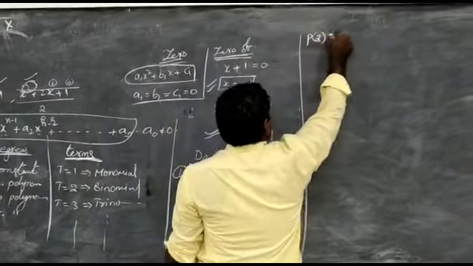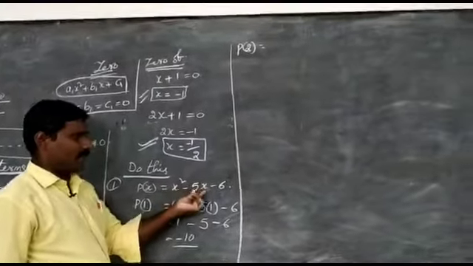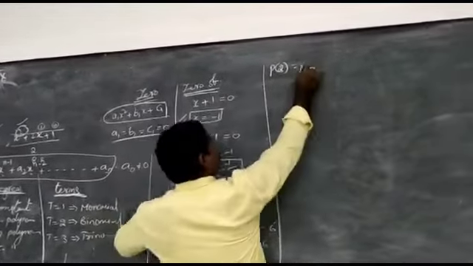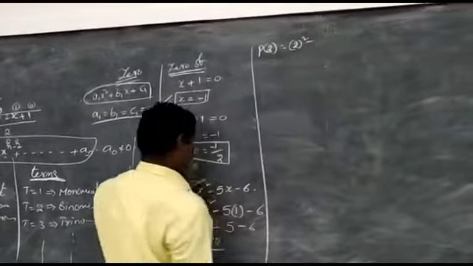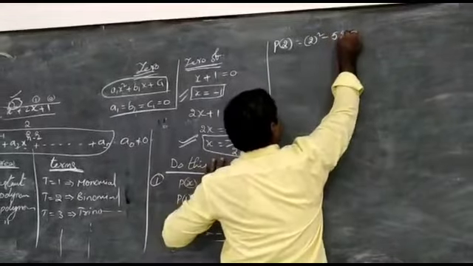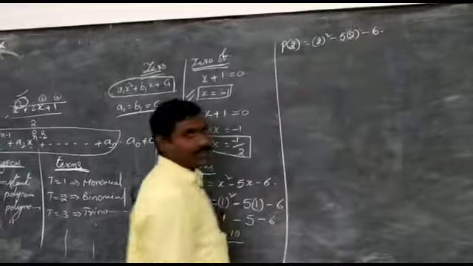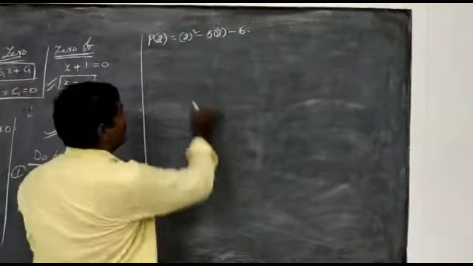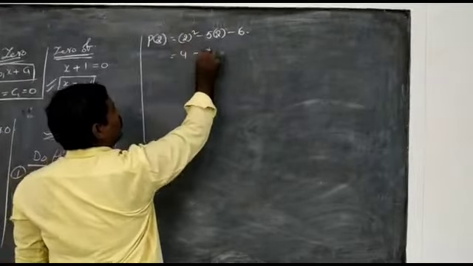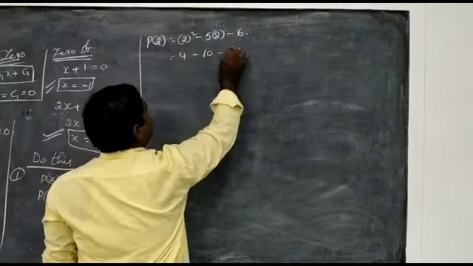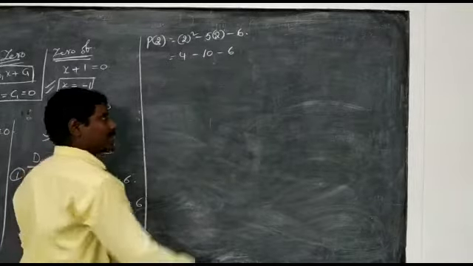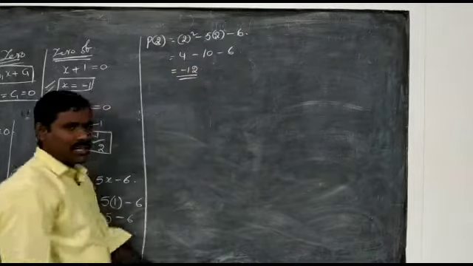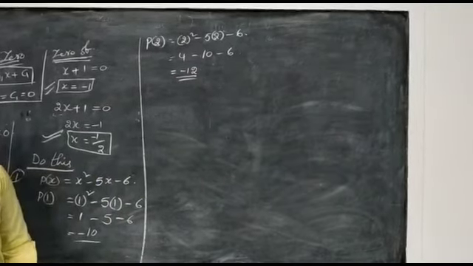P of 2. Same polynomial x square minus 5x minus 6, but the x value is 2. Now substitute: 2 square minus 5 into 2 minus 6, which is 4 minus 10 minus 6. 4 minus 10 is minus 6, minus 6 is minus 12. Similarly you can find P of 3, P of 0 and so on.